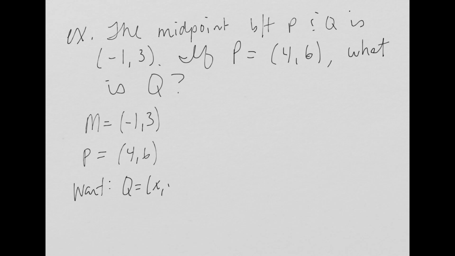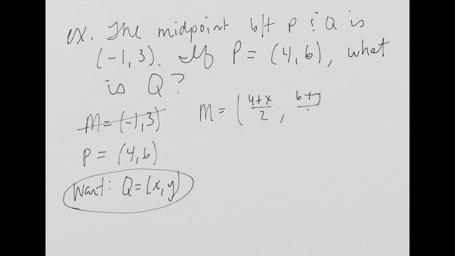Well, Q is a point, so let's let it be (x, y). This is what I'm trying to get. I'm trying to solve for Q. Let's use what we know about midpoints. Remember, the midpoint between P and Q is going to be the average of the x's and then the average of the y's. So the midpoint, ignoring this for just a second, is going to be ((4 plus x) over 2, (6 plus y) over 2). So I took these two points and found their midpoint. Well, the problem actually gives you that. It says that it is in fact (-1, 3). So that's where this m is coming into play.